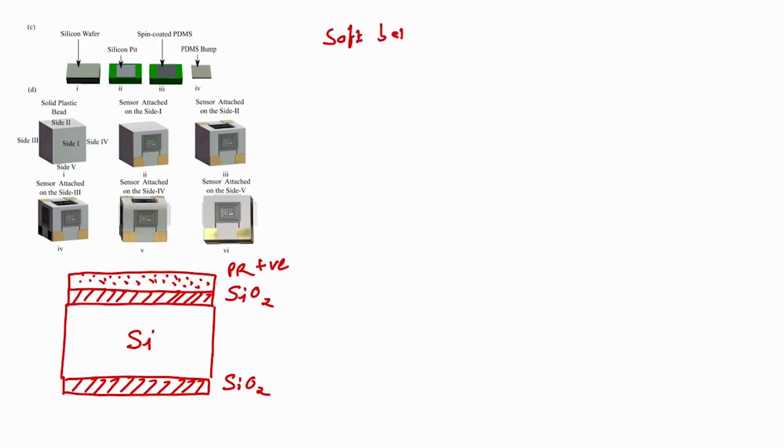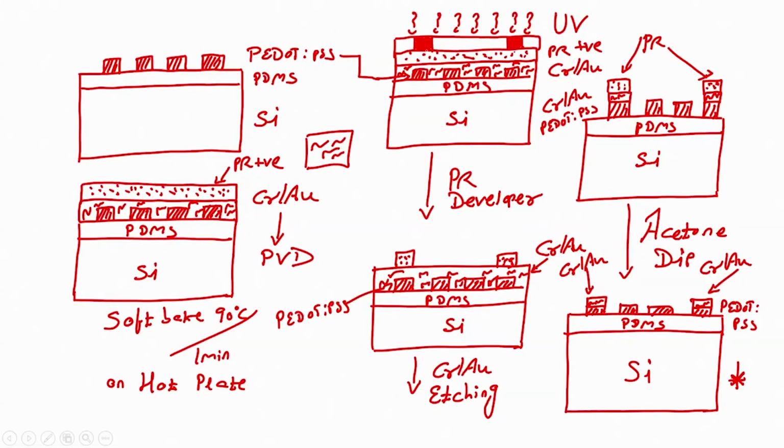Of course, I am not writing hard bake every time. For example, after developing with PR developer, right, before the chrome etchant we had to perform hard bake. We know it, after PR developer this will look like this. After that we have to perform hard bake at 120 degrees for 1 minute on a hot plate, we know it, right. So, I am assuming that now you guys know when to perform soft bake and when to perform hard bake.